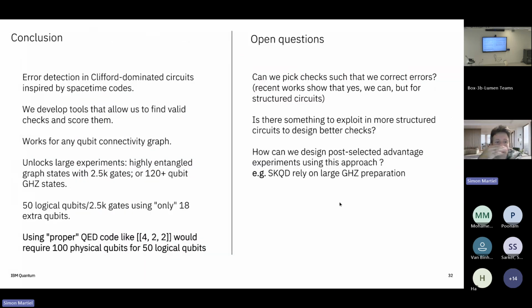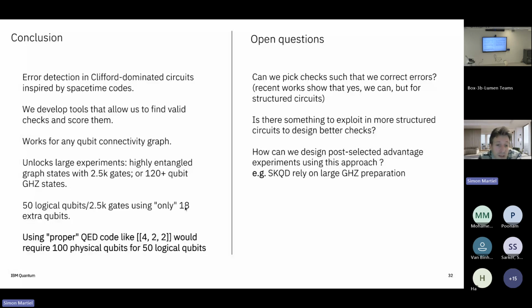So in conclusion, what we presented here is some ways to detect errors in Clifford-dominated circuits, and we have all the mathematical tools to find valid checks, score them, pick the best one, and implement it. The approach we took can work for any qubit connectivity graph on any layout, even other devices than IBM's devices. It's not restricted to superconducting qubits. And we managed to scale experiments up to 2,500 gates, or a 140 qubit GHZ state.